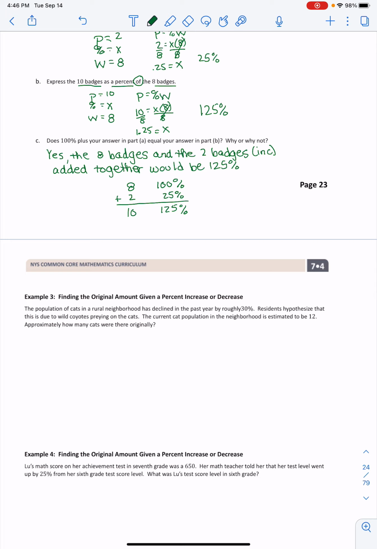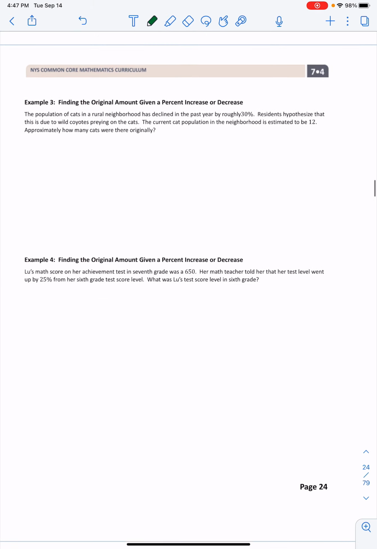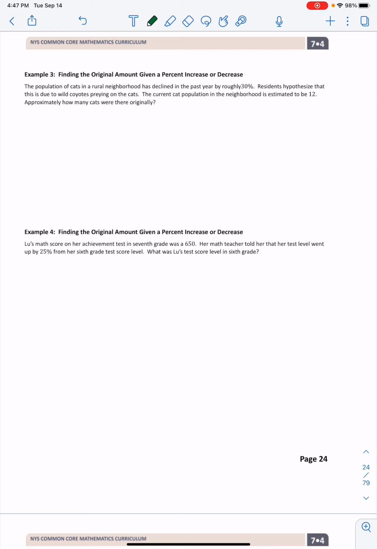Our next question says the population of cats in a rural neighborhood has declined in the past year by roughly 30%. Residents hypothesize that this is due to the wild coyotes preying on the cats. The current cat population in the neighborhood is estimated to be 12. And that's the current cat population. Approximately how many cats were there originally? So we're looking for what was there originally.